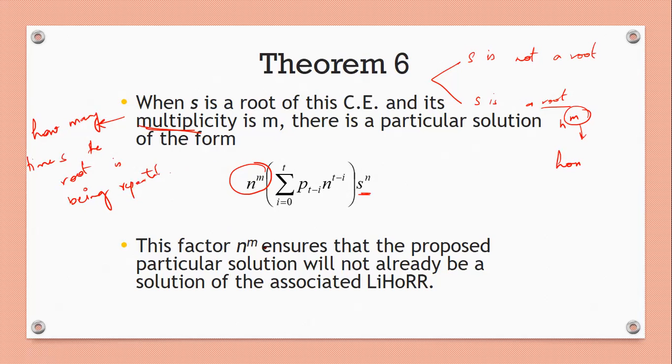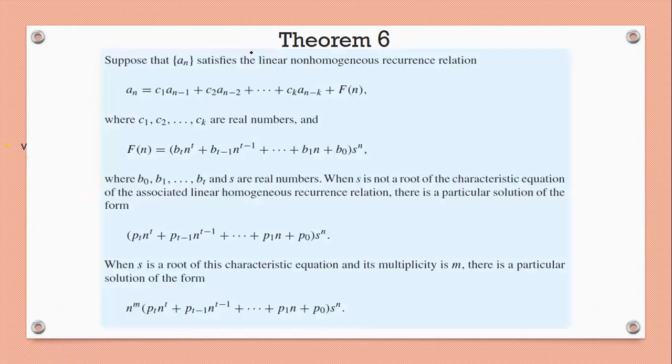The factor n power m ensures that the proposed particular solution will not already be a solution of the associated linear homogeneous recurrence relation. So n power m is basically ensuring that whatever our solution is, it is not already a solution. Okay. Now, this is the textbook content of theorem 6. So instead of writing it in the sigma format, it is all expanded over here.